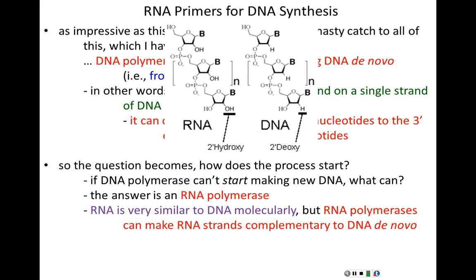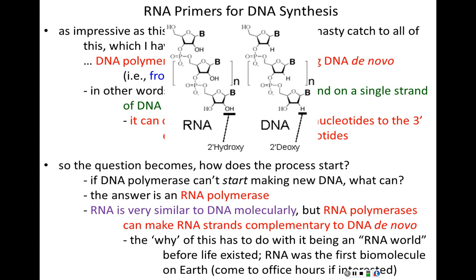The bases are exactly the same, the linkages are the same, and so RNA is a very similar molecule to DNA. The reason why cells can make RNA de novo, the reason why RNA can be laid down from scratch and DNA can't, has a lot to do with the fact that this planet started as an RNA world. That actually is referred to as the RNA world hypothesis. It's pretty widely accepted that RNA was the first functional biomolecule to evolve on Earth, and it certainly came before DNA.